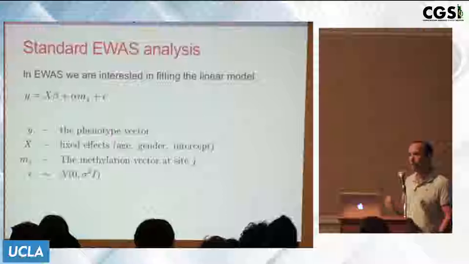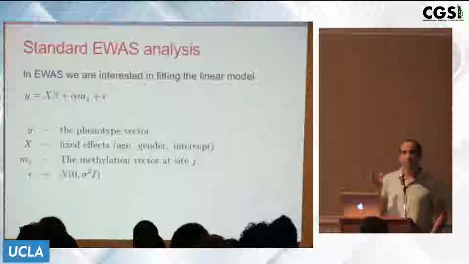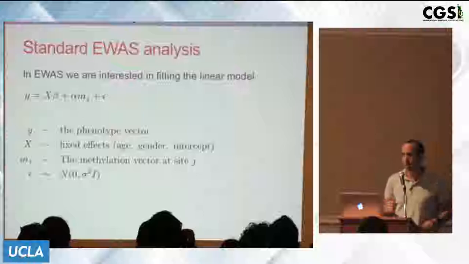And then MJ is the methylation, it's a vector of this big matrix that I showed you. It's the jth vector in this matrix. And epsilon is just noise. So this is standard linear regression.